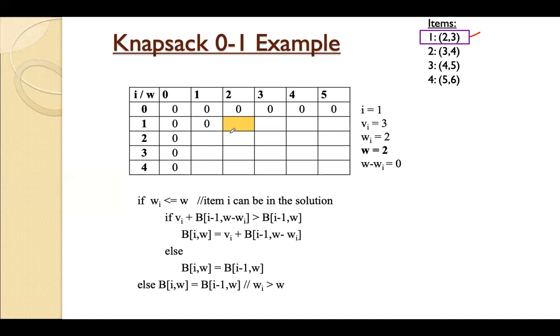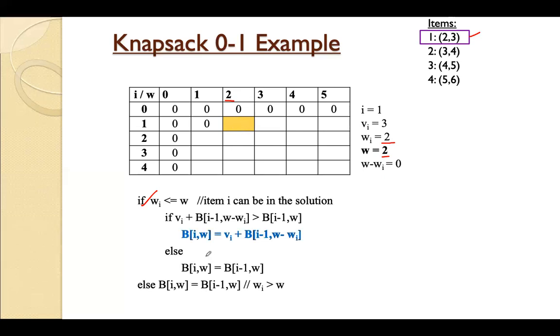I is 1, W is 2, so we are in the second column. And what is Wi? Wi is also 2, and W is also 2. So this condition will become true, that is Wi is equal to W. That means we can place the first item here, because the weight is 2. Then what is the profit of the first item? That is 3. So we will write the value 3 here.